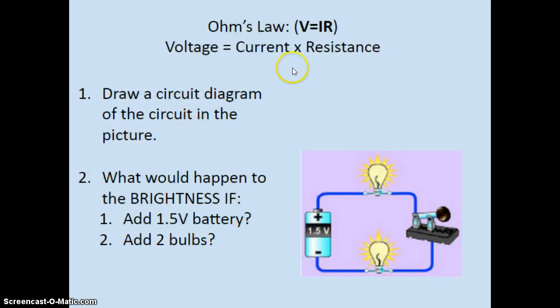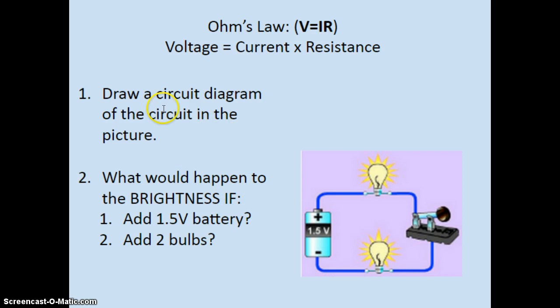So after you've watched the video, this is a good little review because I introduce you to Ohm's law. Ohm's law is kind of the end-all be-all for electric circuits. It's simply saying that voltage equals current times resistance, or V equals I times R. So if we were to begin drawing circuit diagrams using our symbols, we can start applying Ohm's law.